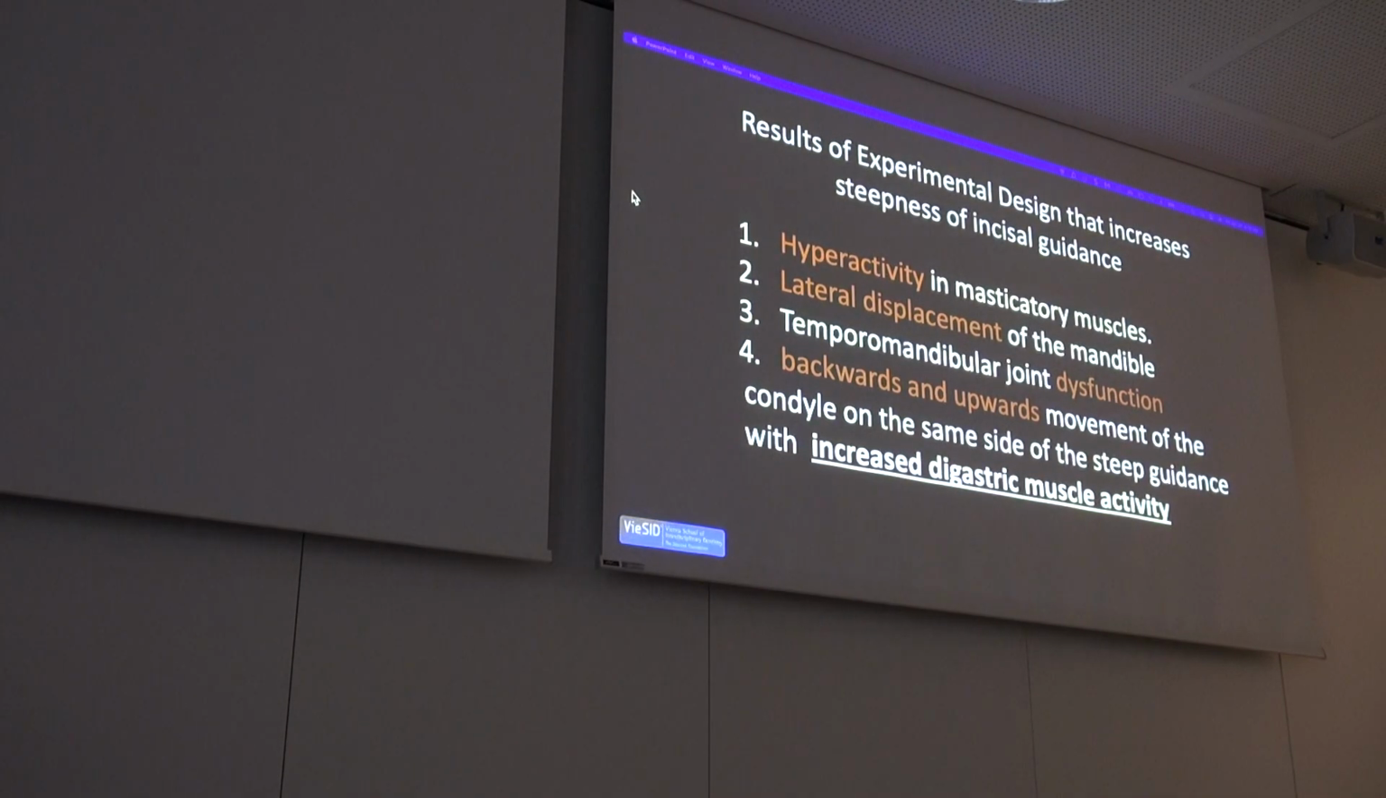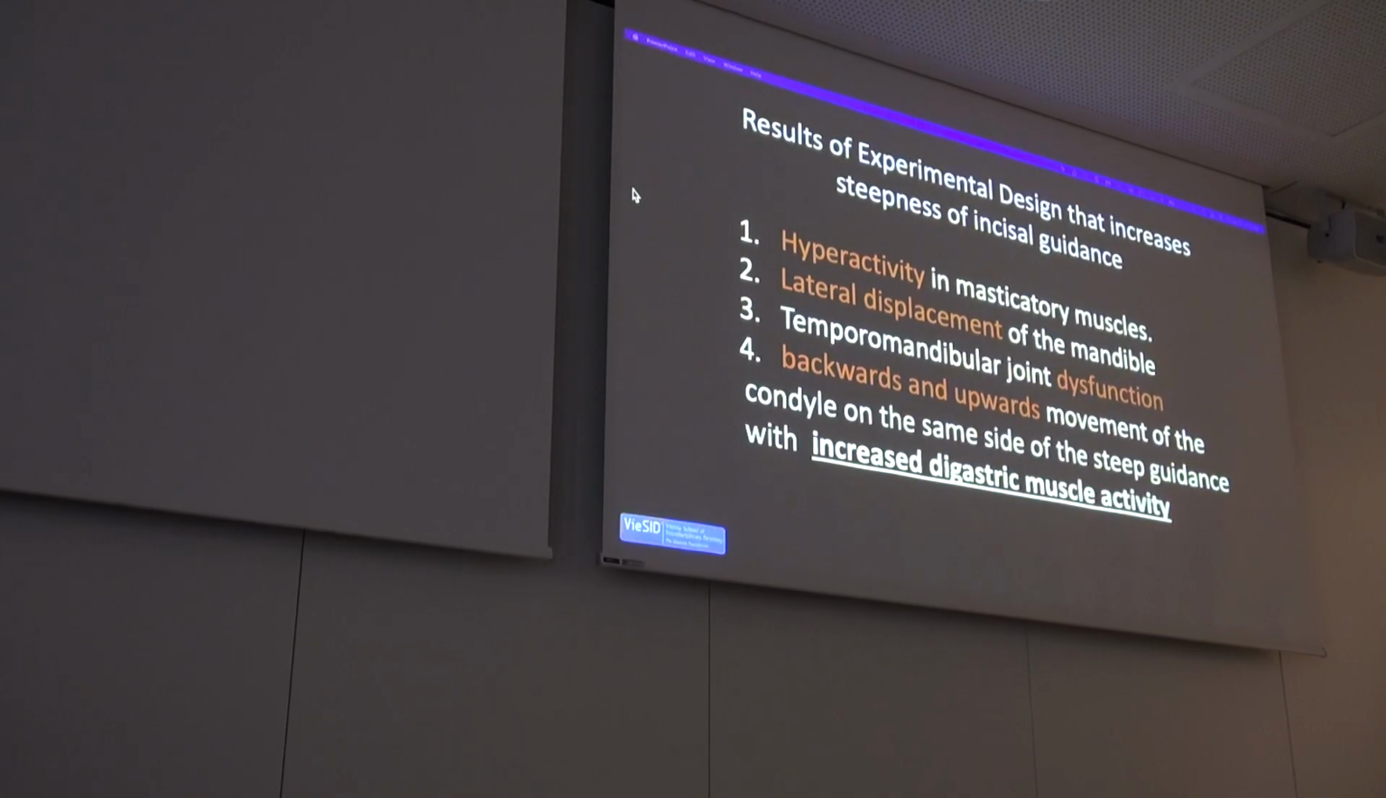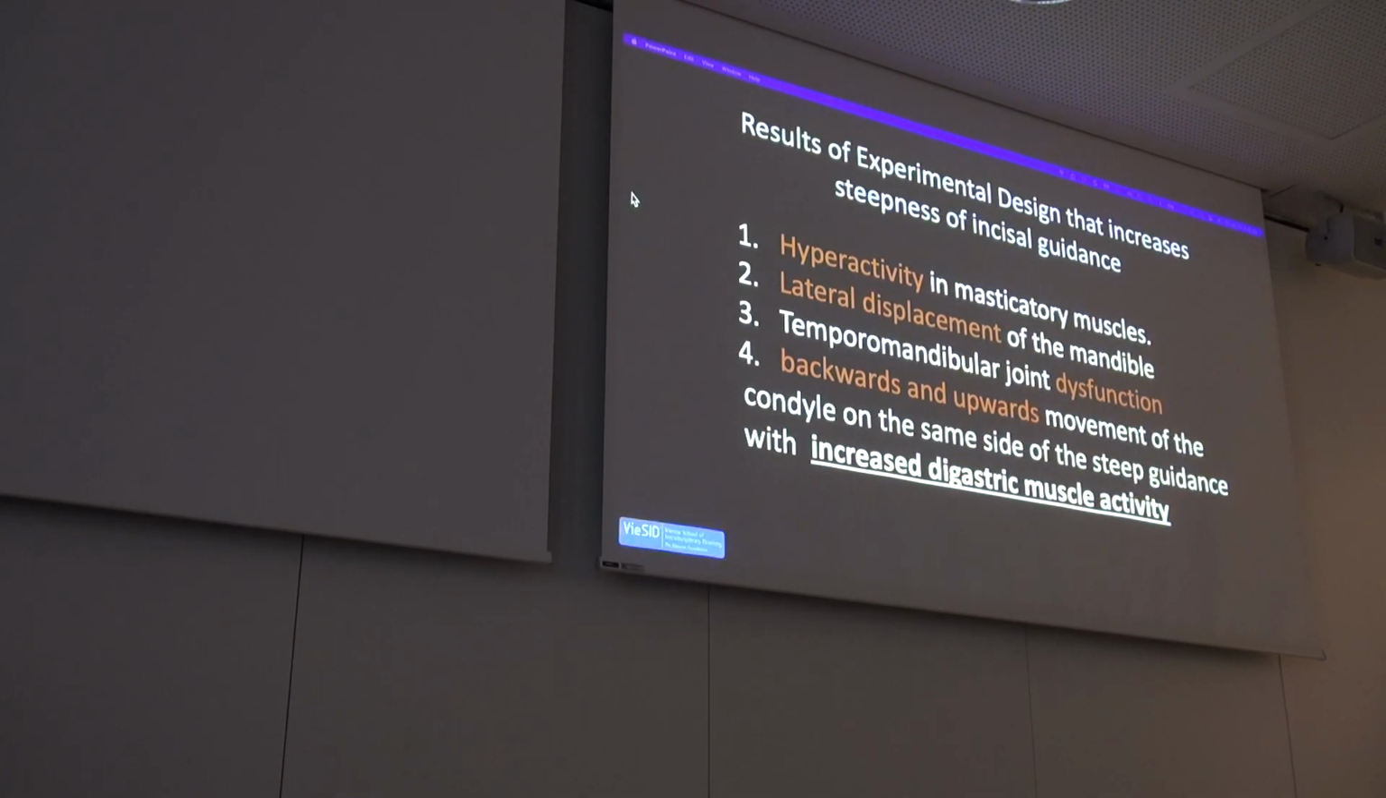So what happened as you increased the steepness of the incisal guidance? Increase in hyperactivity in the masticatory muscles. Lateral displacement of the mandible. What does that mean? You're going to cause almost a fencing of the mandible so it can't get out. It's trying to go excursively, but it can't. So something's got to happen. It's going to try to move. Maybe instead it's not going to go just laterally, it's going to go three-dimensionally and start rotating backwards to try to clear from that cuspid. And backwards in the joint is not a good thing. It causes compression, the backwards and upwards movement of the condyle on the same side.